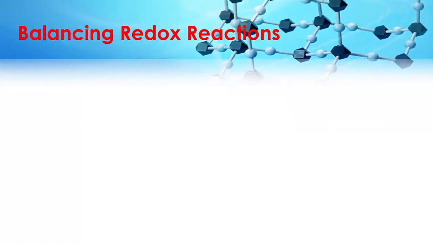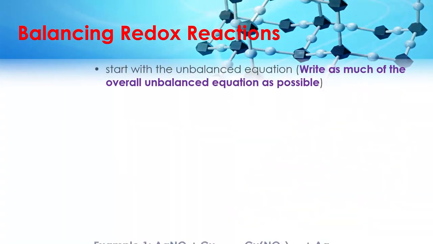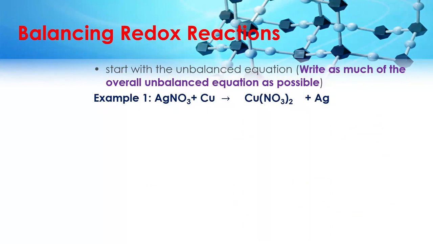Let us see this example. This chemical equation. Start with the unbalanced equation. Silver nitrate reacts with copper, giving you copper nitrate and silver atoms.